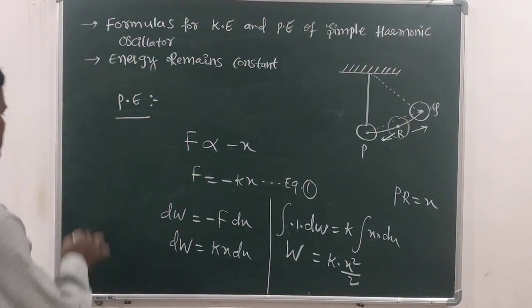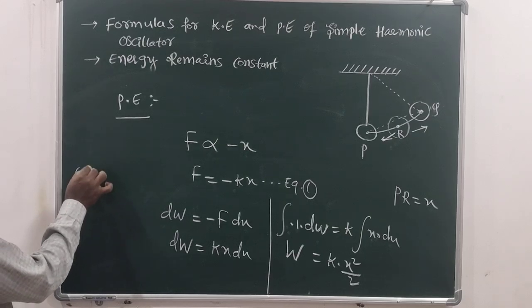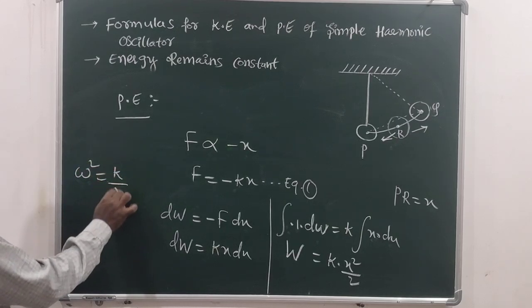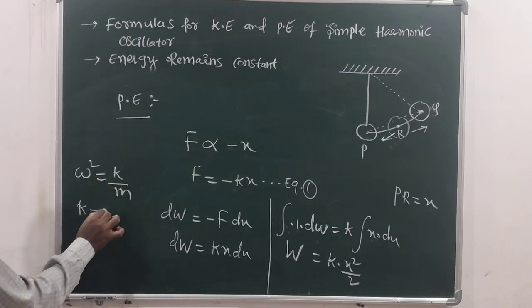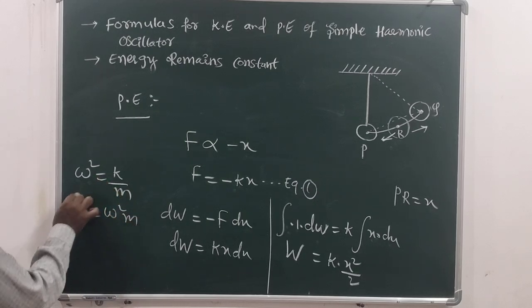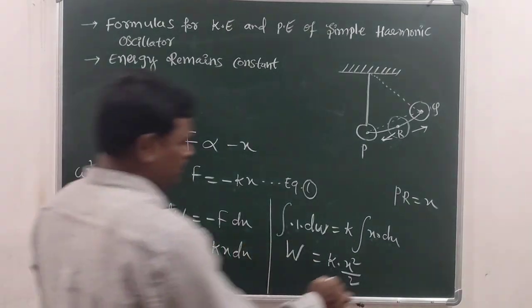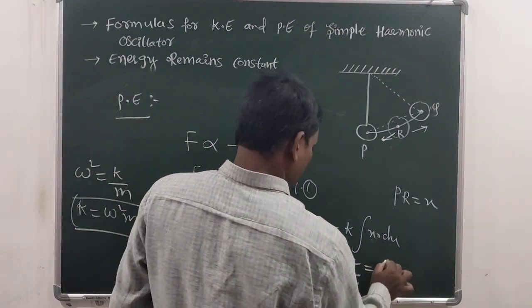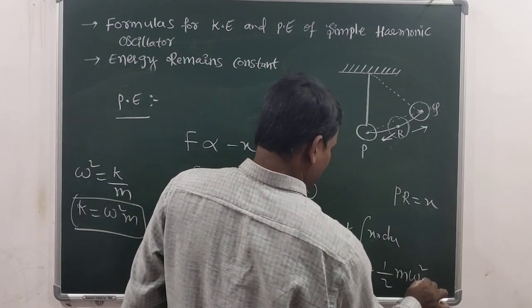But you know, students, this is omega, not work done. Omega square is equal to k by m. This relation you have studied. So now I want to make k the subject: k equals omega square m. Now replace this k by this. If you replace that k by this, you will get 1 by 2 m omega square x square.